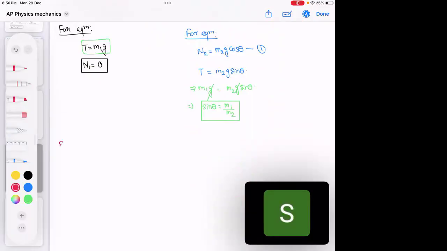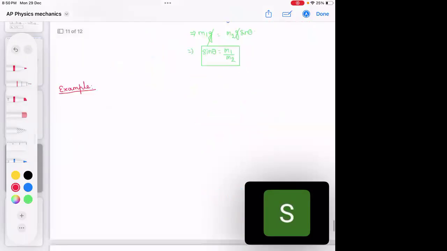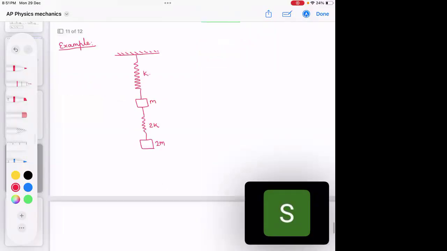Right. Let's discuss one more example on equilibrium. In this example, what is given to us? There is a spring here, with spring constant K. There is a mass M hanging here. After that, there is one more spring, whose spring constant is 2K, and the mass hanging here is 2M.